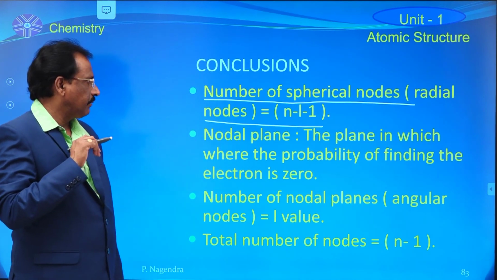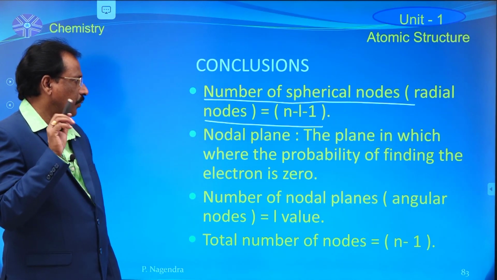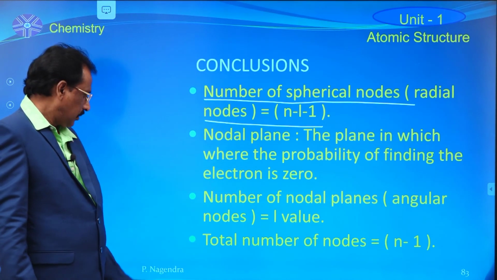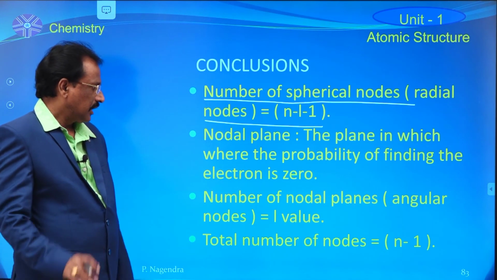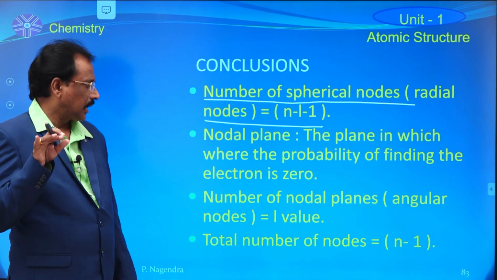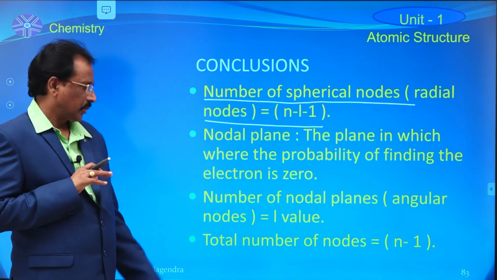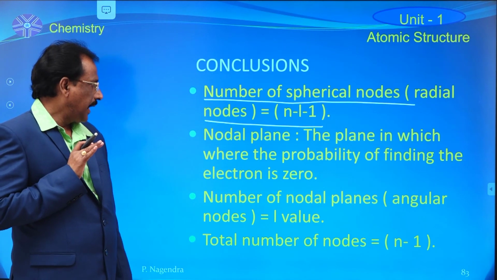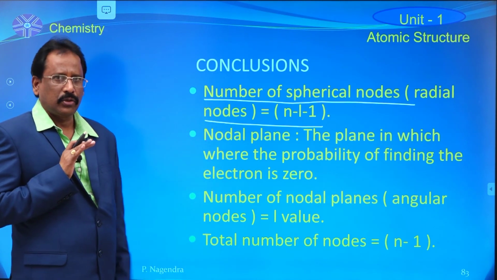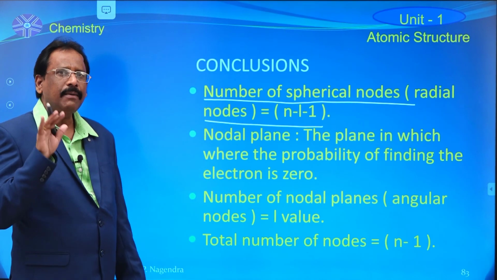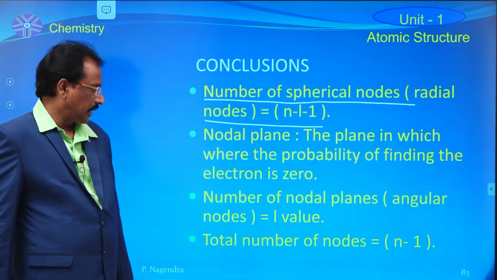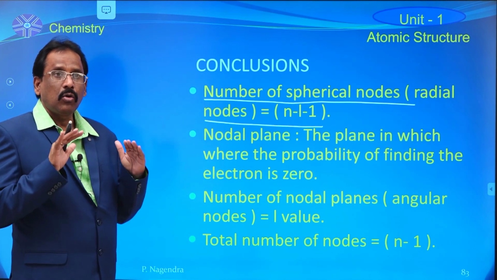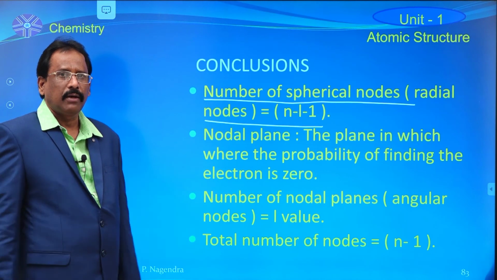The nodal plane is defined as the plane in which the probability of finding the electron is 0. Now finally, the total number of nodes present in an orbital is equal to the sum of these two. Total number of nodes is nothing but the sum of spherical nodes and angular nodes, nothing but n minus 1 gives the total number of nodes. So this is about the quantum mechanical model of an atom.